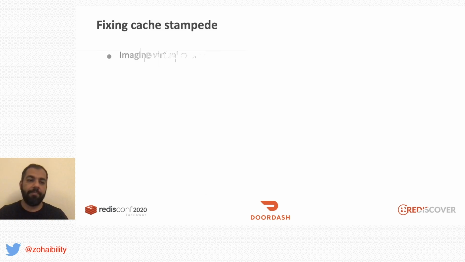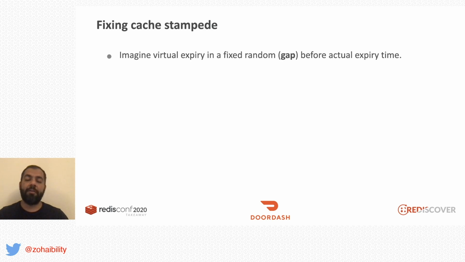In order to fix this problem, imagine a virtual expiry in a fixed random gap. Say the key, or the entity that you cached, was valid for 15 seconds. We would imagine a 2 second or 1 second gap, however many seconds. Let's imagine a 2 second gap. So if you have a window of 15 seconds during which the entity is valid in cache, we take the last 2 seconds and treat that as a gap for ourselves, where we're going to do something fancy.